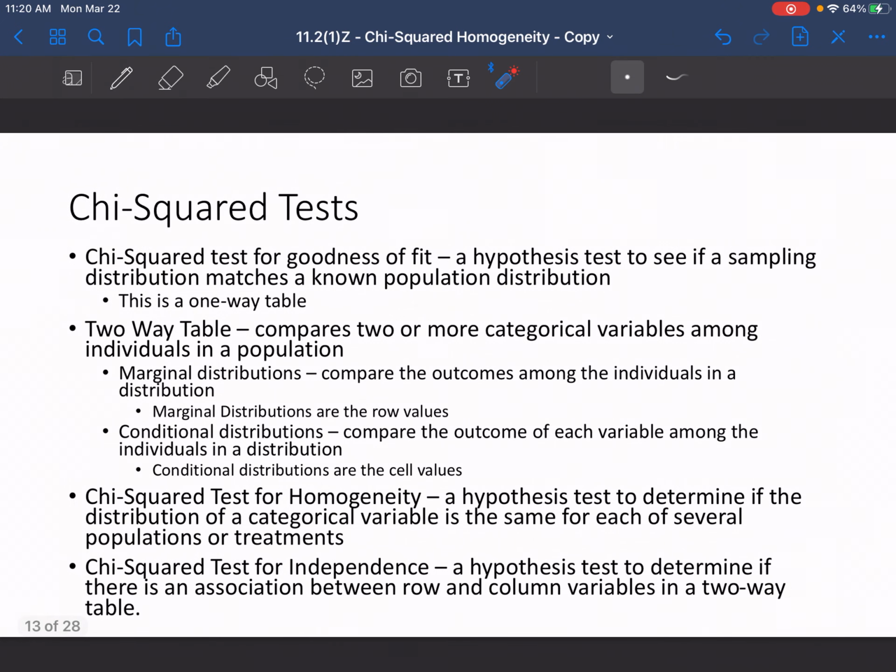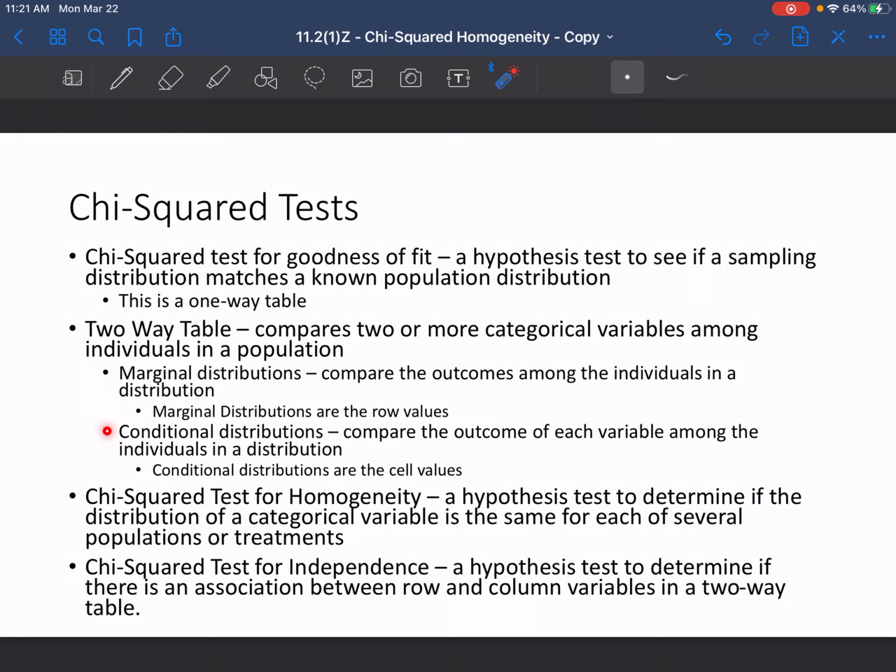So, a couple things to note, just some review from the last lesson that we looked at. We really looked at a chi-squared test for goodness of fit, which again is a hypothesis test to see if a sampling distribution matches a known population distribution. In this case, we really only used a one-way table, so now we're going to add another element to the chi-squared test that basically concerns a two-way table. So again, a two-way table compares two or more categorical variables among individuals in a population.